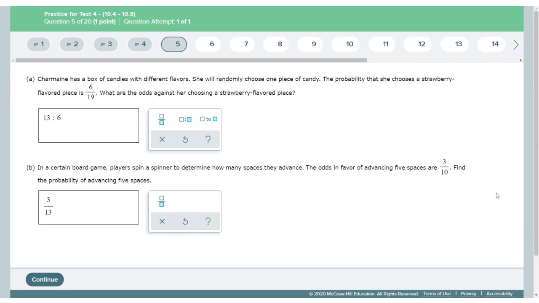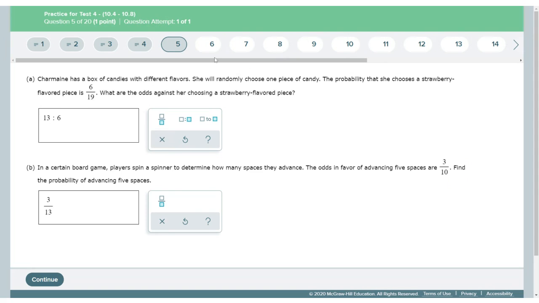You can also look at it this way: if it's odds in favor, the first number, the 3, is the numerator for the probability of success. If it had said odds against here, then the 10 would be the number we'd put up there, because in that case they're turned around. Odds in favor and odds against are flip-flopped.